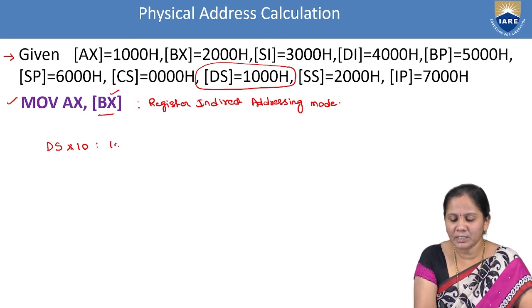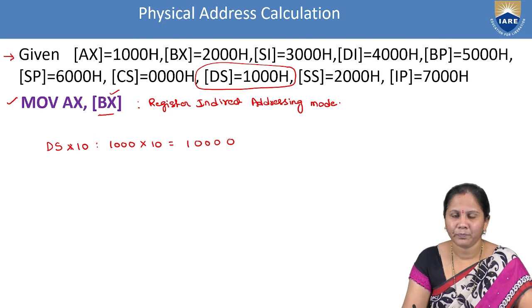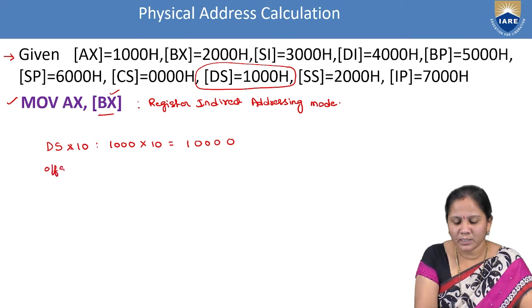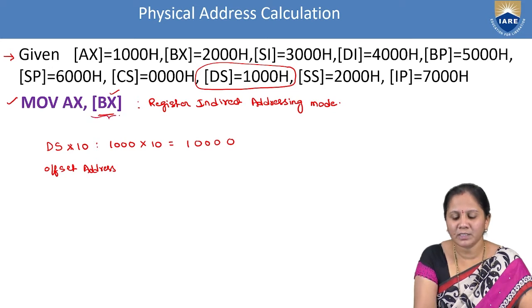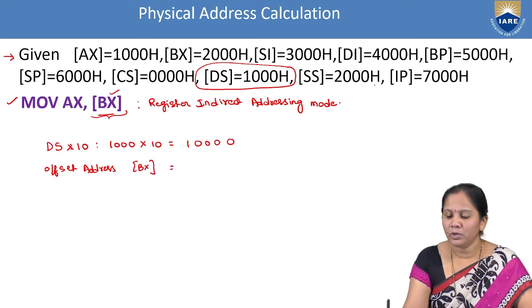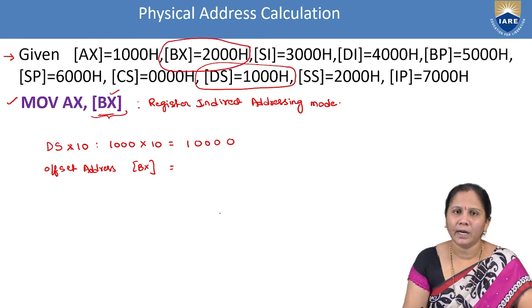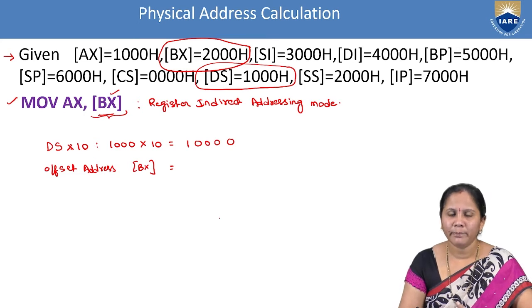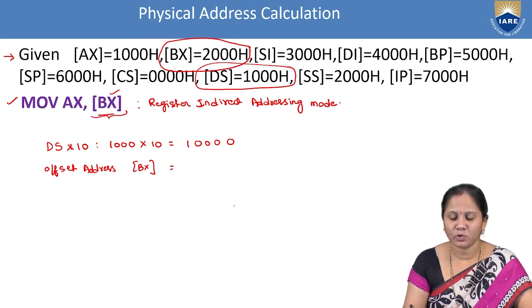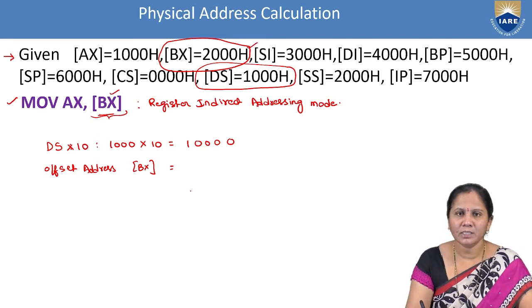Okay. So, here segment address into 10 we have to do. So, first the segment address is 1000 into 10. If we do, this is 10000. Okay. And to this segment address, we have to add the offset address. So, here the offset address is getting from this register, which is BX. Now, in this problem, we have the value of BX, which is showing the offset address. So, we have already told that base register can also give the offset address.